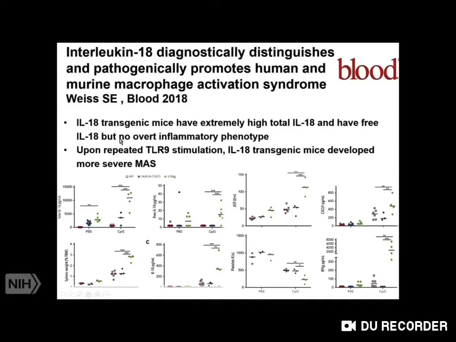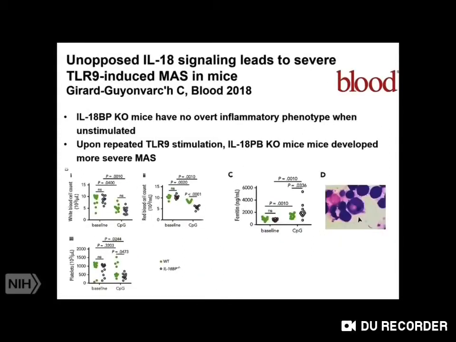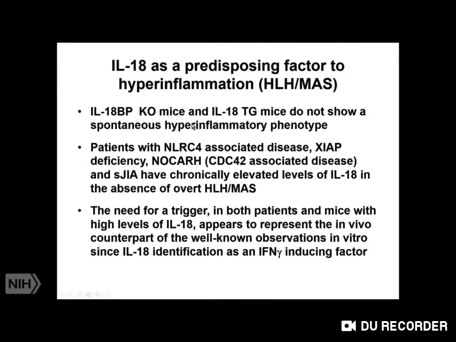These are IL-18 transgenic mice that have very high levels of total IL-18. They have free IL-18 not bound to IL-18 binding protein. They're fine unless they're triggered with an innate immune stimulus like toll-like receptor 9 stimulation, and these mice do develop severe MAS features. This is also true in the reverse experiment. IL-18 binding protein knockout mice have free IL-18 because they lack IL-18 binding protein, the natural inhibitor. They're fine unless they get triggered, again by toll-like receptor 9 stimulation in this paper, and they do develop severe MAS features. So the data in mice are consistent with what we have observed.